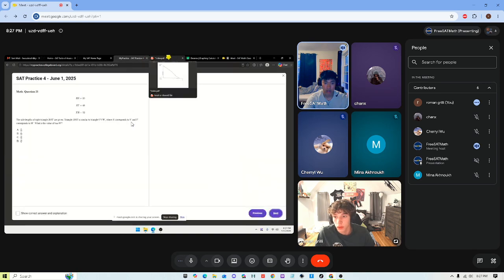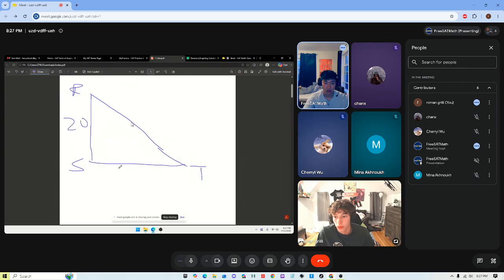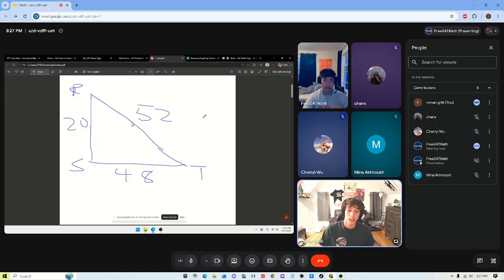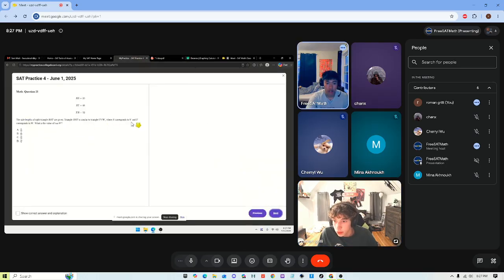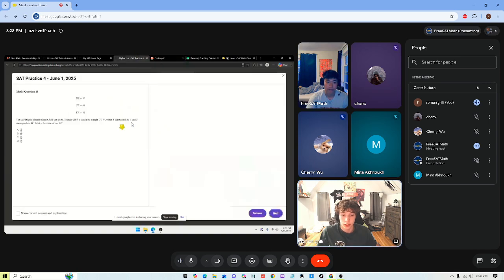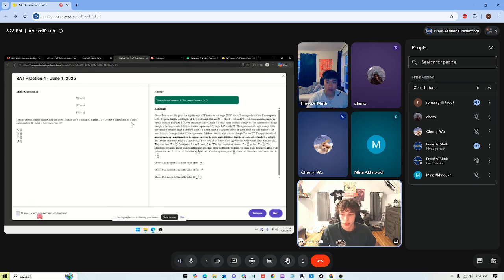So RS is 20, ST is 48, and then 52. And then as we know, tangent is just... wait, what are you finding tan of? Tan of W, which is the same as T. Okay, so we're finding tan of T. As you guys should know, tangent is just opposite over adjacent. So it's just going to be 20 over 48, which simplifies down to, I think, 5 over 12. You would always want to simplify. Well, it's multiple choice, but if it wasn't, just simplify it. But yeah, 5 over 12 is your answer.